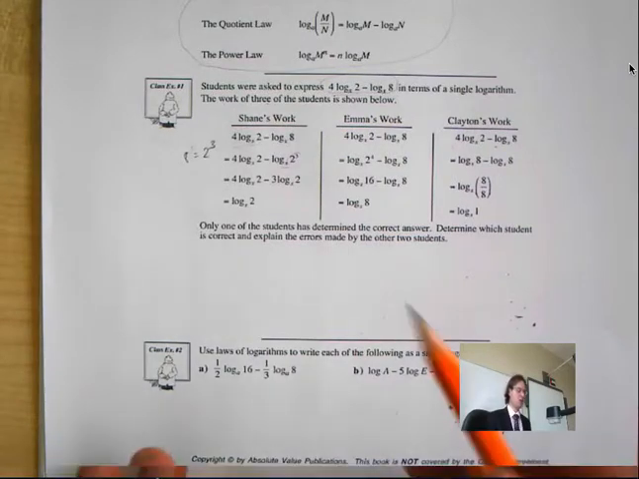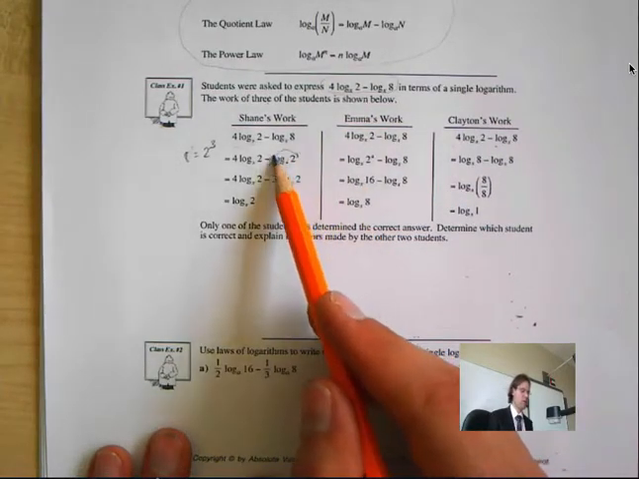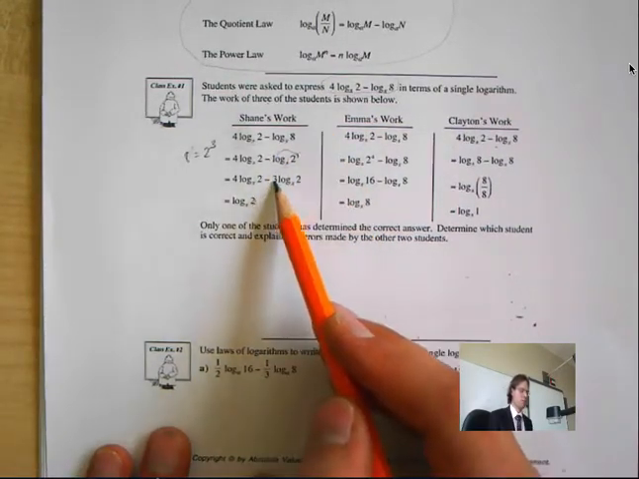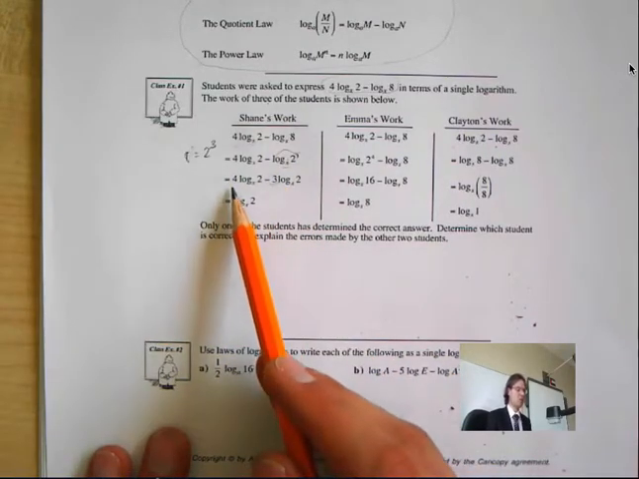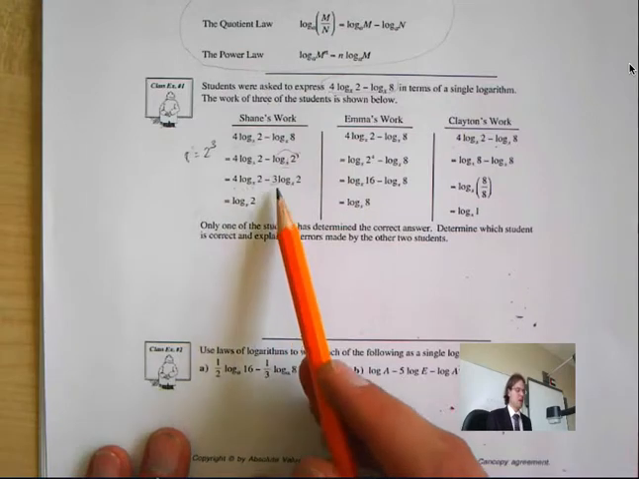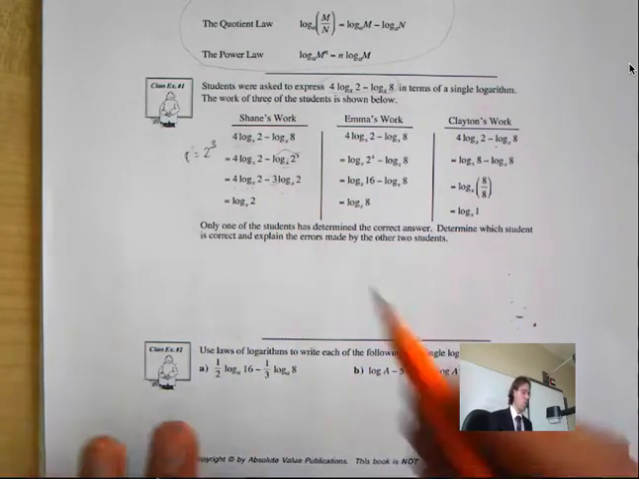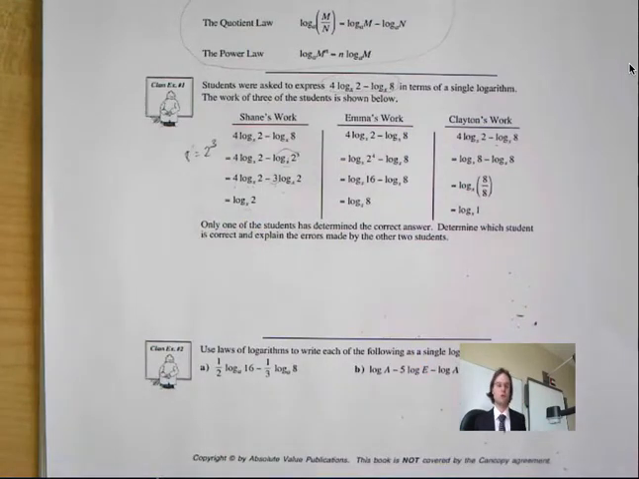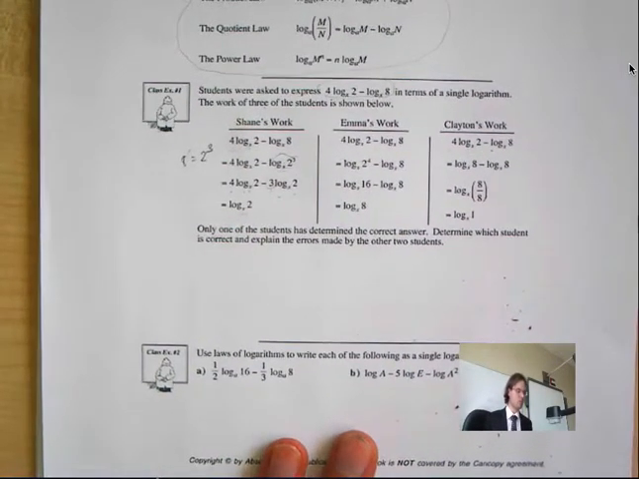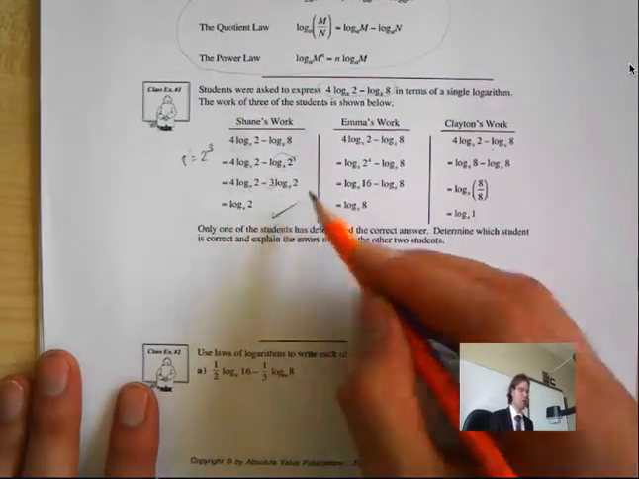Next, he said, well, I could put this 3 in front. Okay, so he puts the 3 in front. Now he looks and he says, well, I have 4 of log base x of 2, subtract 3 of log base x of 2, which leaves me with only 1 log base x of 2. So that seems pretty good so far.